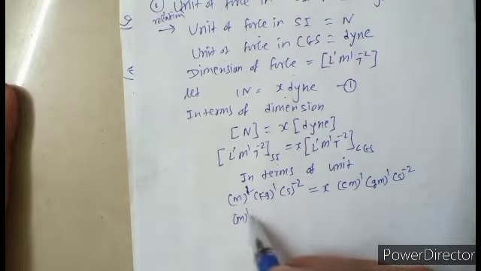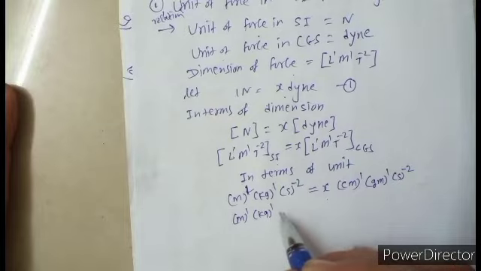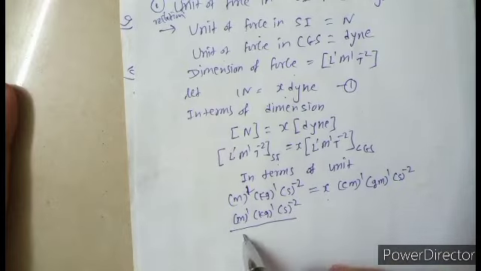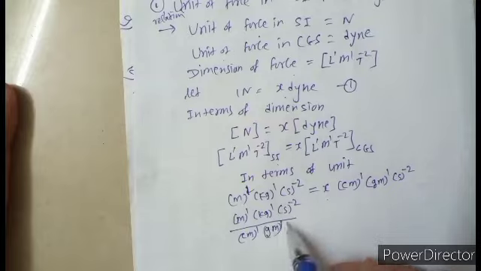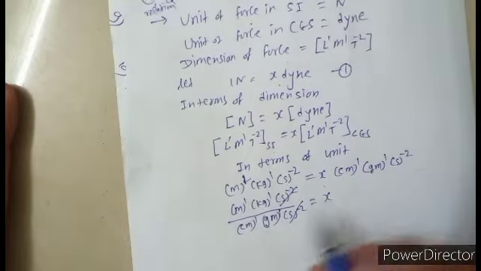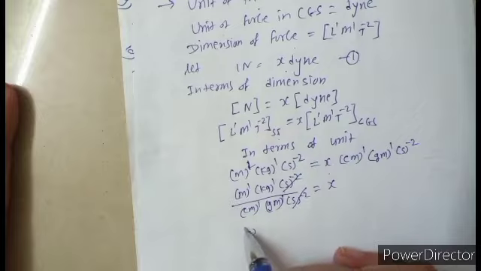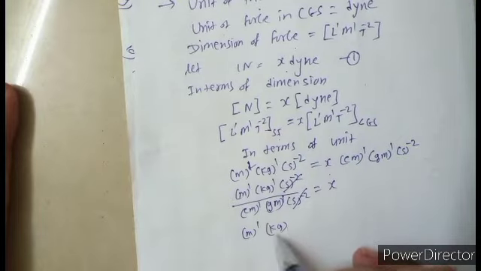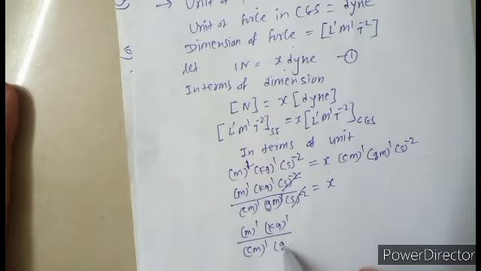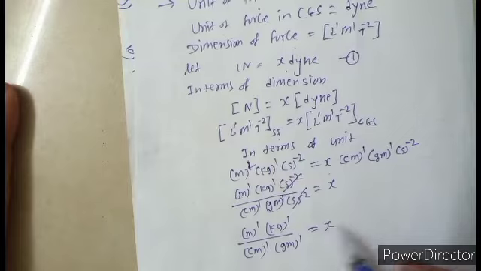So M raised to 1 as it is, kg raised to 1 as it is, second raised to minus 2 as it is. Now in denominator, Cm raised to 1, Gm raised to 1, S raised to minus 2 is equal to X. This S raised to minus 2, S raised to minus 2, same terms get cancelled. So meter raised to 1, kg raised to 1, Cm raised to 1, and Gm raised to 1 is equal to X.